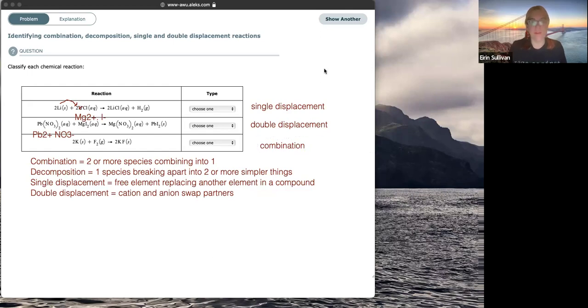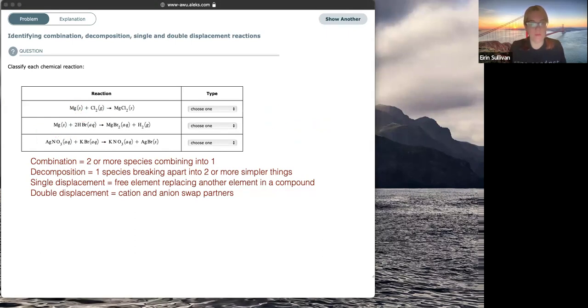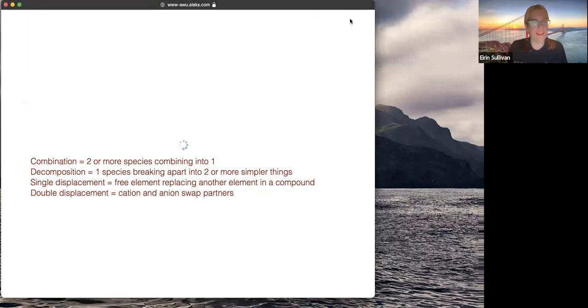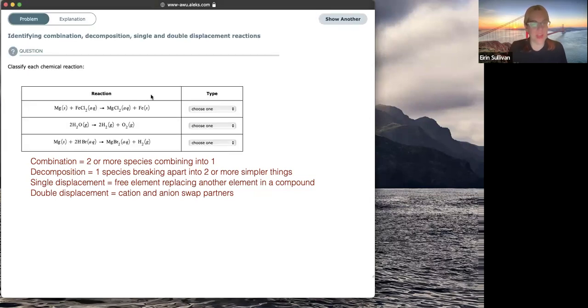So I'm going to just have a look and see what other examples we have, because we haven't seen a decomposition yet. So what else do we have here? Show me something else. All right, so top one here is a combination reaction. Then we've got a single displacement, and then we've got a double displacement. Still no decompositions. What is going on? Come on, show me a decomposition. Ah, here we go. Water breaking apart into hydrogen and oxygen would be a decomposition reaction.